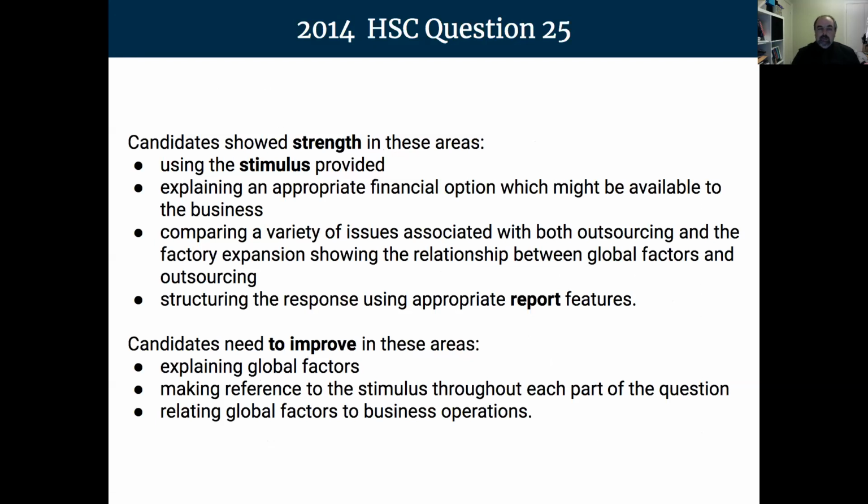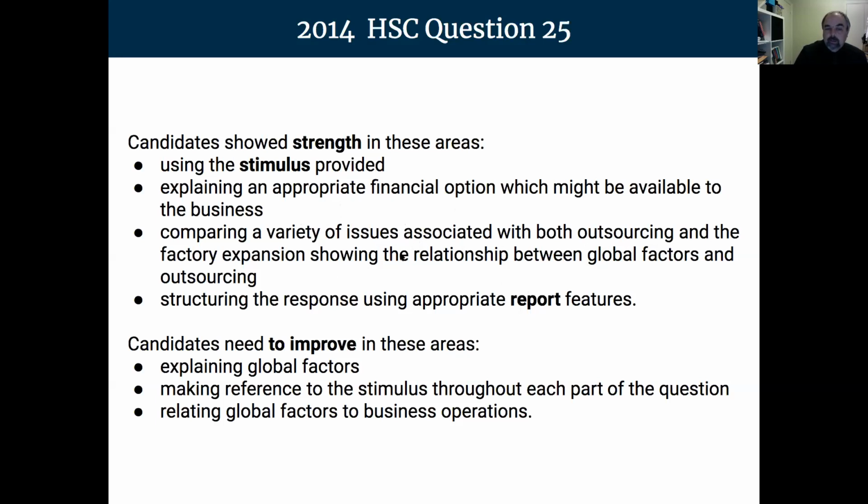One of the things that NESA produces is overall advice on how students answered the question. This is on the NESA site underneath the exam paper for each year. In this particular question, candidates showed strength in using the stimulus, explaining an appropriate financial option. Appropriate meaning it's relevant to the stimulus, comparing a variety of issues associated with both outsourcing and the factory expansion and the relationship. So there's some really strong analysis in there, and it has the report features.